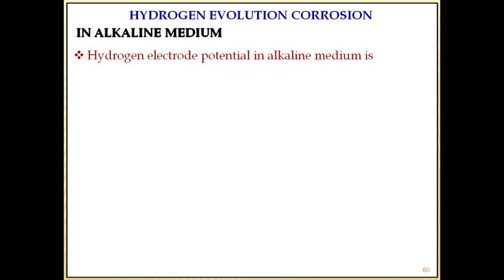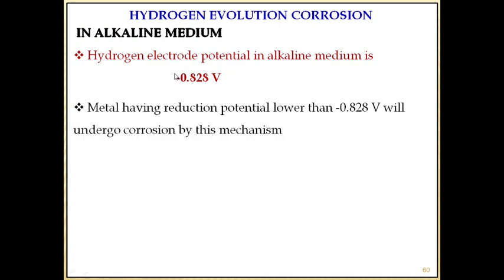If you remember the value, the electrode potential in alkaline medium is minus 0.828 volt. Any metal which is having an electrode potential lower than this value can undergo corrosion by hydrogen evolution in alkaline medium. So the hydrogen electrode potential in alkaline medium is minus 0.828. Any metal which is having a potential lower than this value can undergo corrosion by this mechanism.